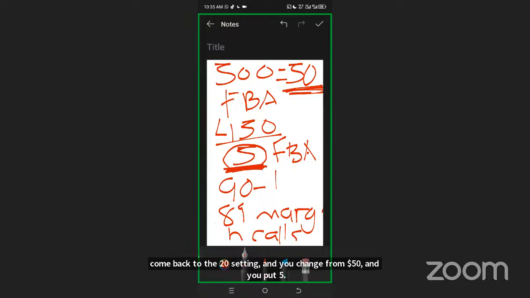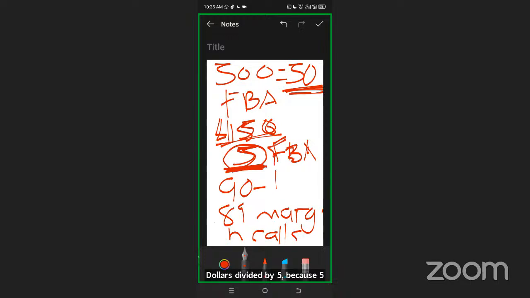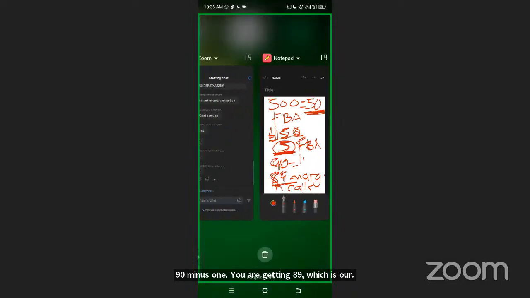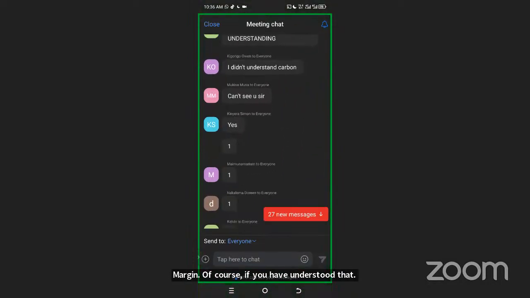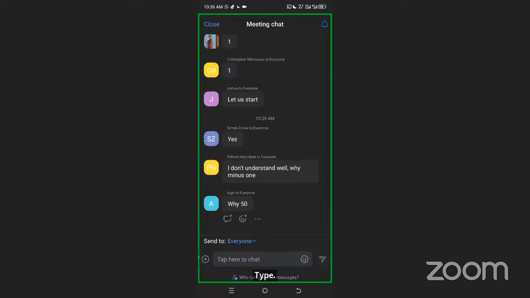This is the reason why I'm dividing $450 by 5, because 5 is our first buy-in amount. If you divide 450 by 5, you get 90. 90 minus 1, you get 89, which is our margin calls. If you have understood that, type a 2 in the chat.